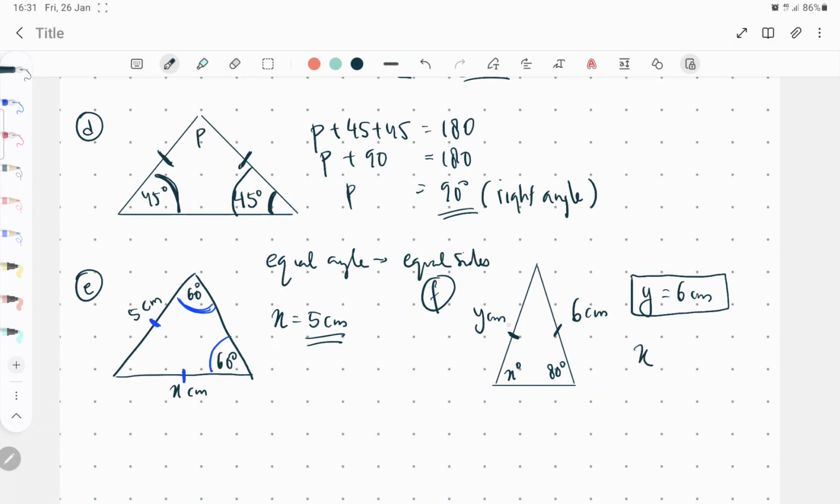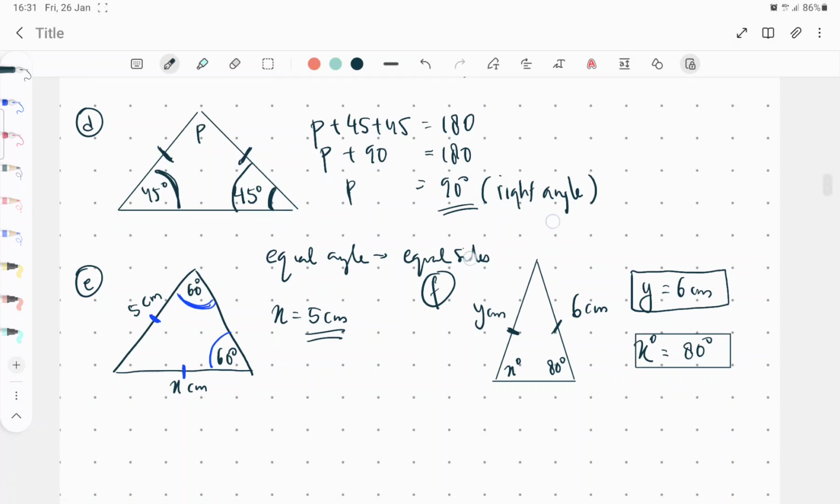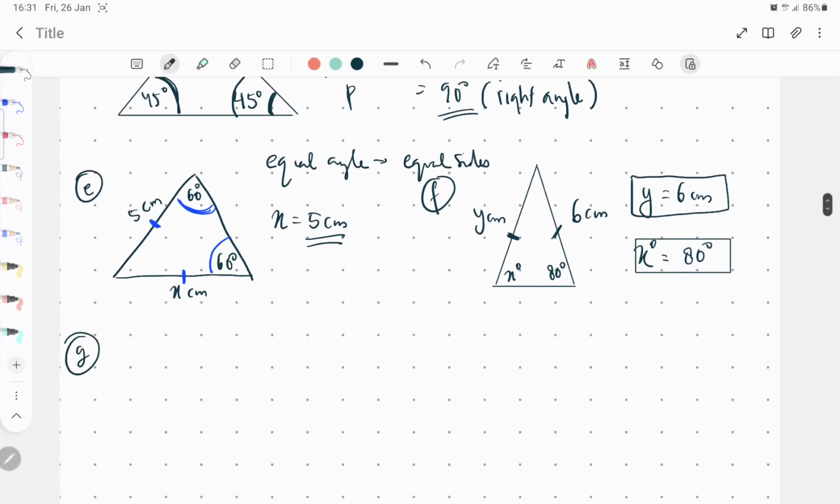This is the easiest question to answer. And x also, base angles are equal on two equal sides. x degrees equals 80 degrees. We got it. So you are asked to find two answers, x and y. Okay, now G. Oh, we are going for the more complicated questions. There you go.